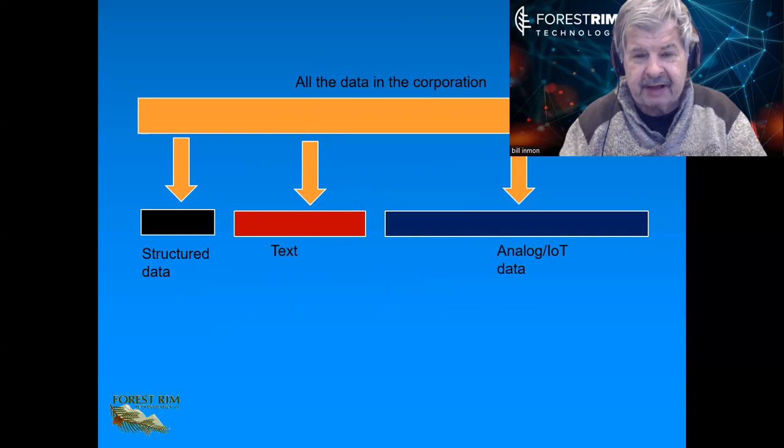Now, in order to understand this, we need to talk very briefly about another subject. We need to talk about the different kinds of data that you have in your corporation. And typically, the different kinds of data that you have in your corporation are structured data, text, and analog IoT data. Now, there are probably other kinds of data in your corporation, but from a decision-making standpoint, these are the three kinds of data that you find in your corporation.